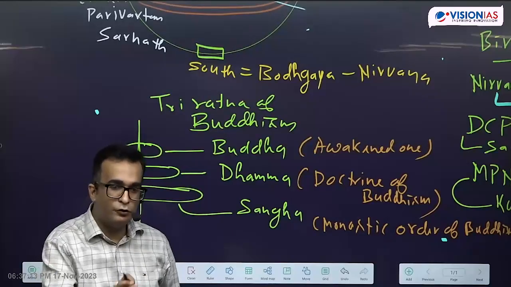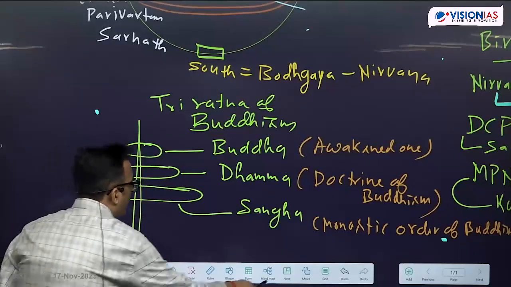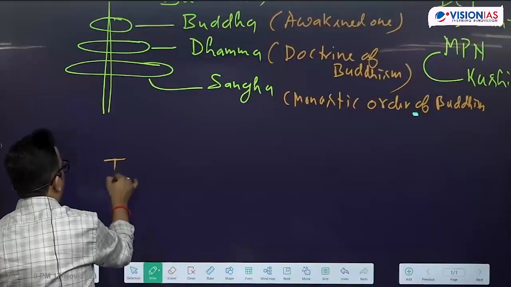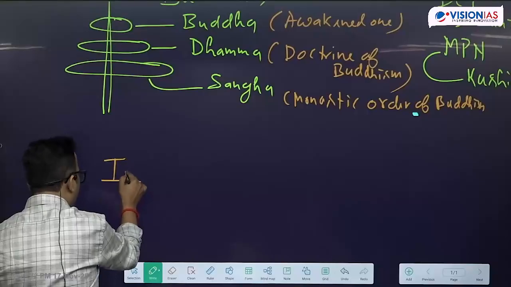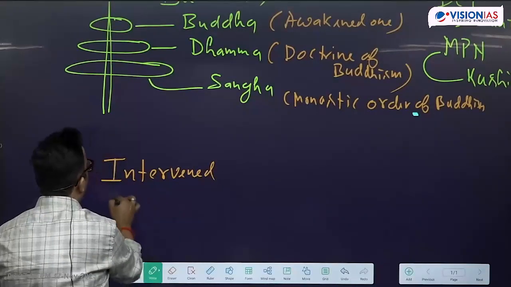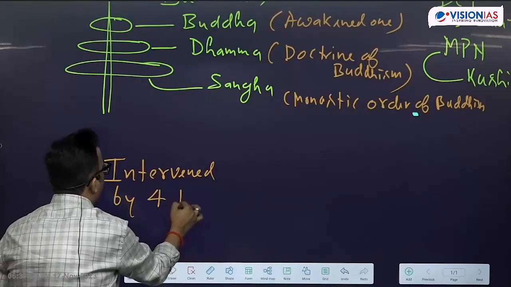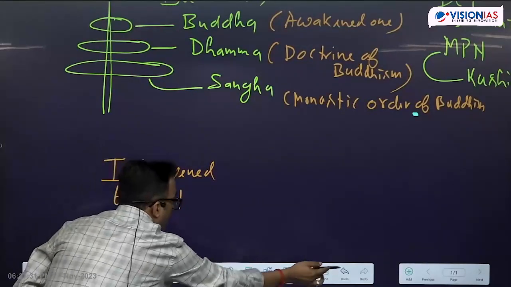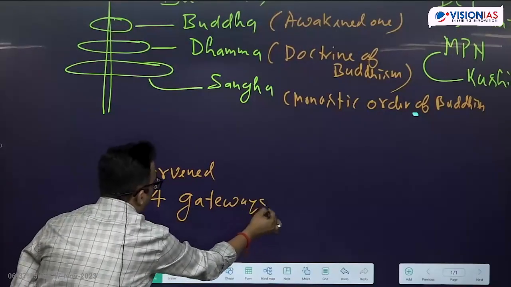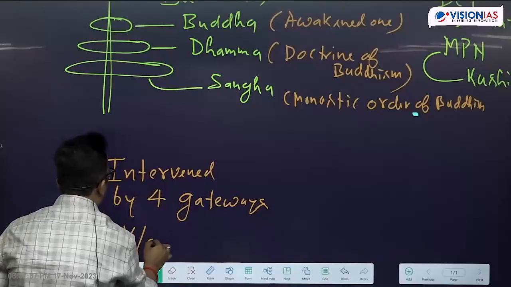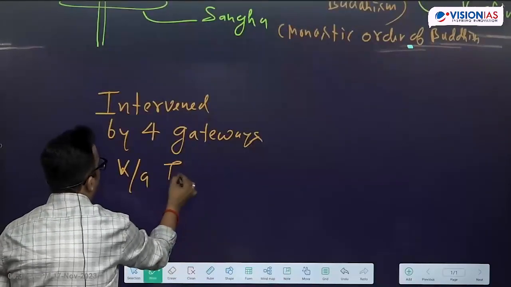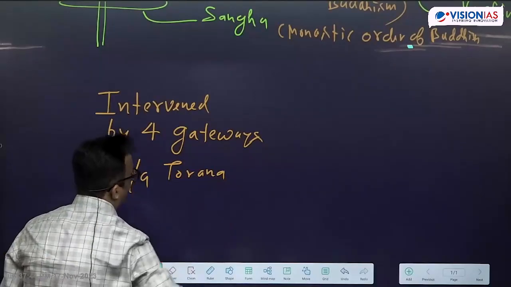Vedika, a full stop के बाद लिखो, Vedika is intervened. Vedika is intervened ही लिख लो. So Vedika is intervened by 4 gateways, known as Toran.